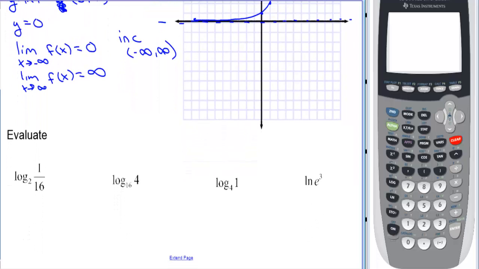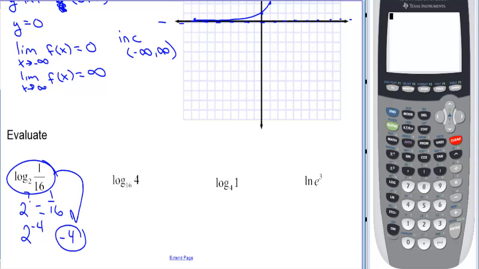Evaluate. Log base 2 of 1/16 says, what do you raise 2 to get 1/16? Well, 2 to the 4th is 16. So 2 to the negative 4th must be 1/16. So the answer is not 2 to the negative 4th. This evaluates to just the number negative 4.